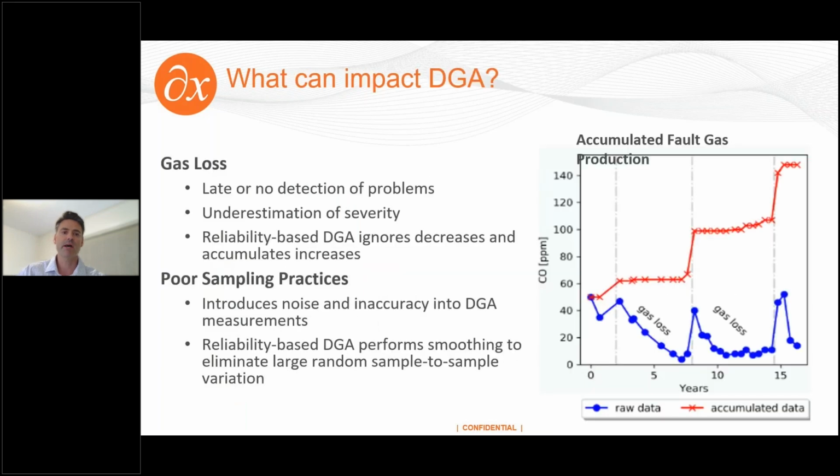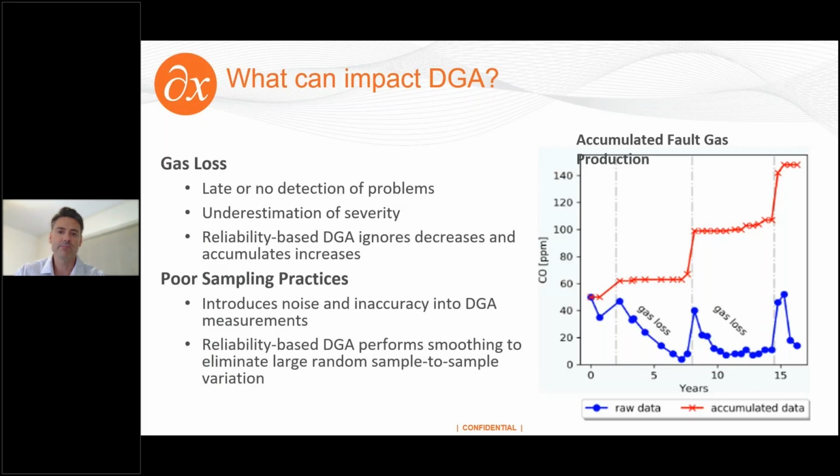So what can impact reliability-based DGA and DGA in general? Well, gas loss is the big one. So transformers leaking gas is not a rare occurrence, and gas loss can lead to late or no detection of problems and underestimation of severity. So when gas loss is due to health problems, it needs to be corrected in order for DGA to be effective. So to partially compensate for gas loss and preserve upward trends, reliability-based DGA ignores decreases and accumulates increases. So this is in order to preserve evidence of active gassing in spite of the gas loss.